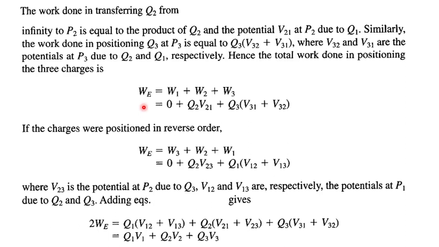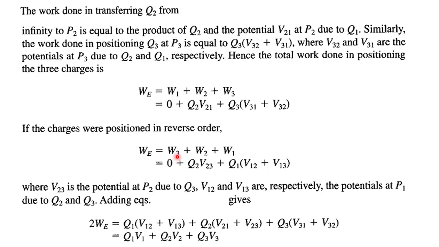Now if these charges were positioned in reverse order, means if suppose we moved first Q3, then Q2 and then Q1, then what is the total work done? So that we can write as, this is the total work done, it is equal to W3 plus W2 plus W1, where W3 is the work done in moving the point charge Q3, W2 is the work done while moving the point charge Q2, and W1 is the work done while moving the point charge Q1.